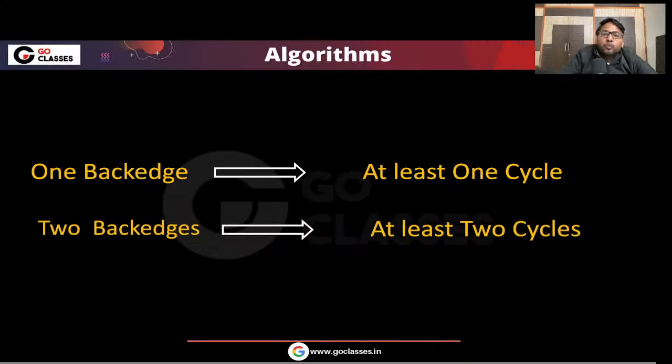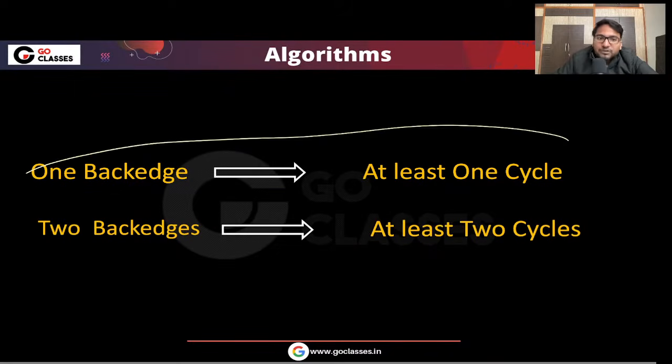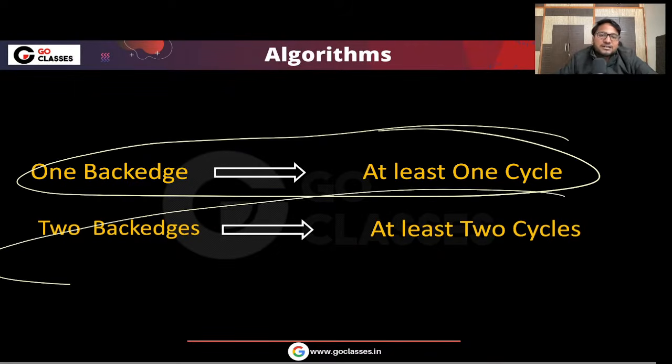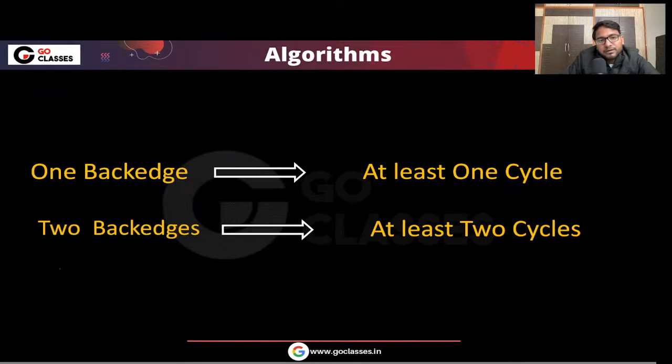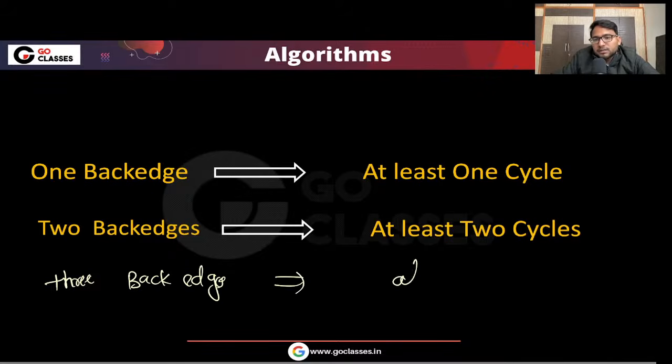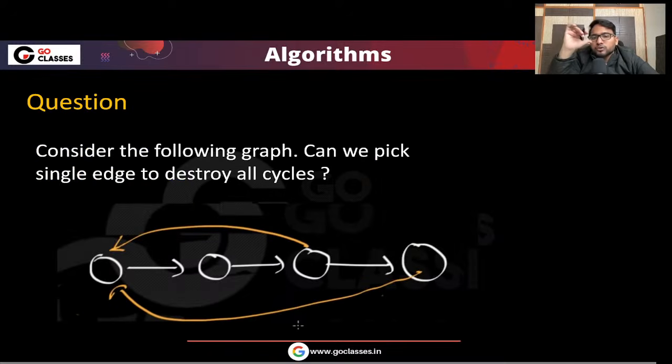Okay. So one package, at least one cycle; two packages, at least two cycles. Okay. So three packages, at least three cycles, isn't it? And so on, right? Okay. Now you solve this question.